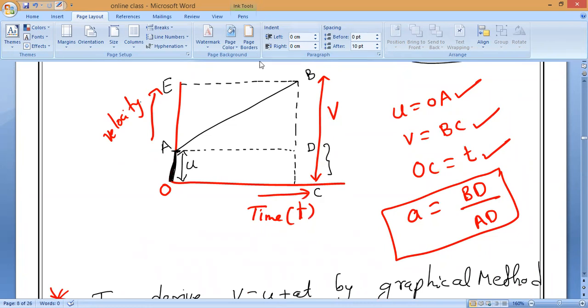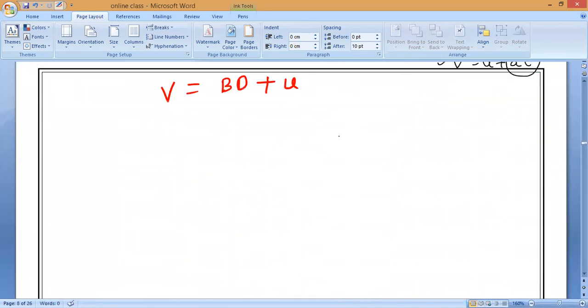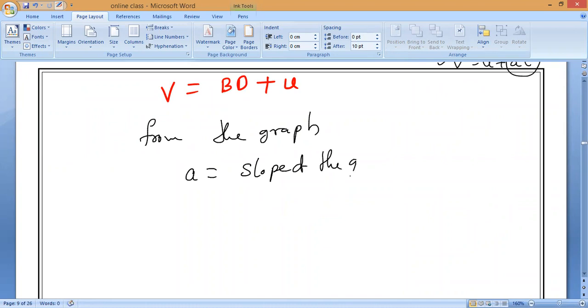You have to be expert by this time. What is the slope of the graph? BD divided by AD. Yes or no? So from the graph, observe, acceleration is equal to the slope of the graph. What is the slope of the graph, guys? BD divided by AD. Is it okay, guys? So I can write BD divided by AD.